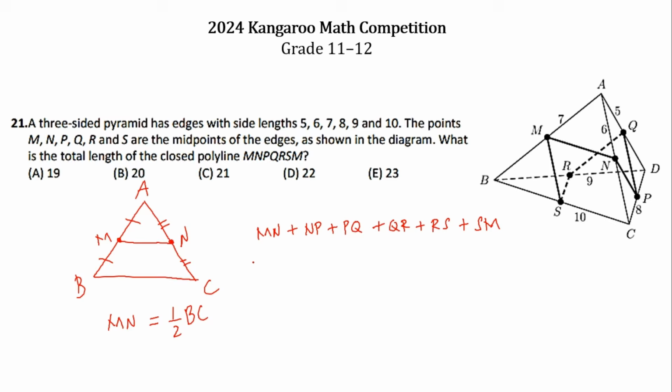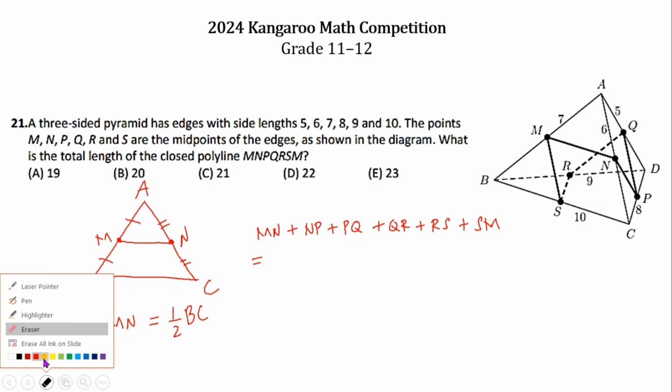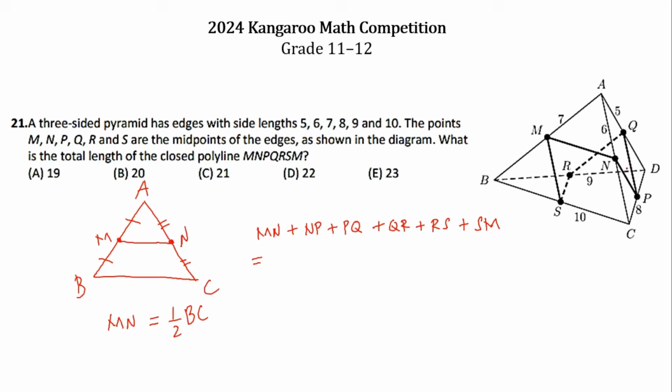Okay, now what is MN? Focus on this triangle and take note that MN is parallel to BC. So MN is half of 10, so that's 5, right? NP, this one, is parallel to AD. AD is 5, right? So let's get half of AD, so that's 2.5. So this one is 2.5.